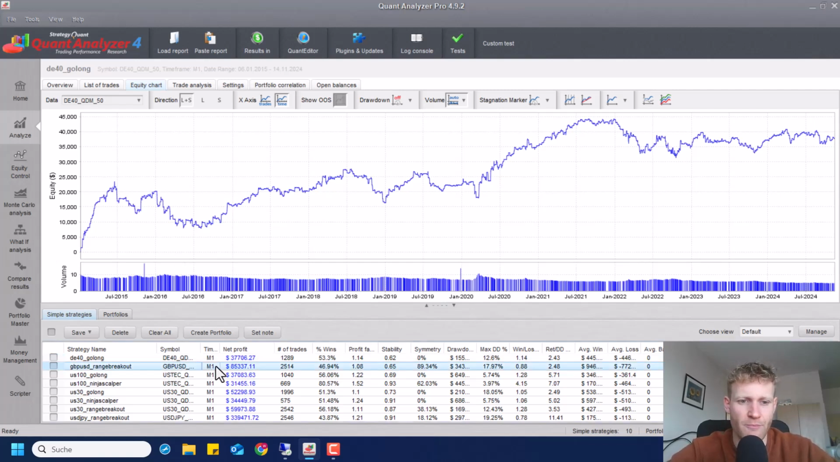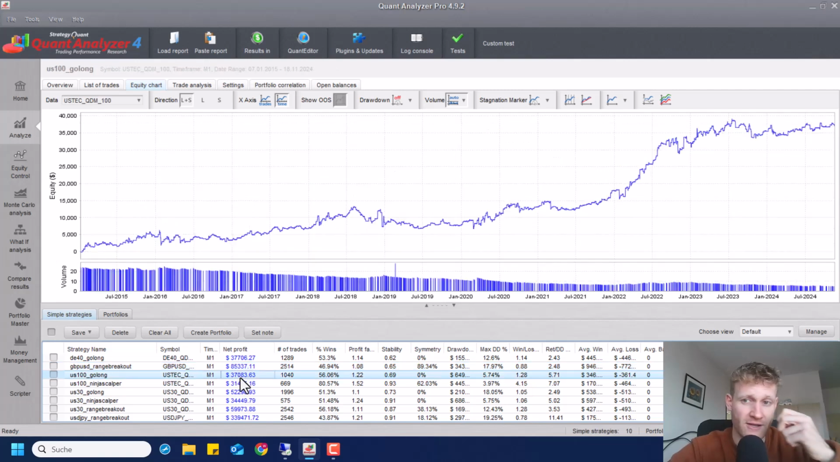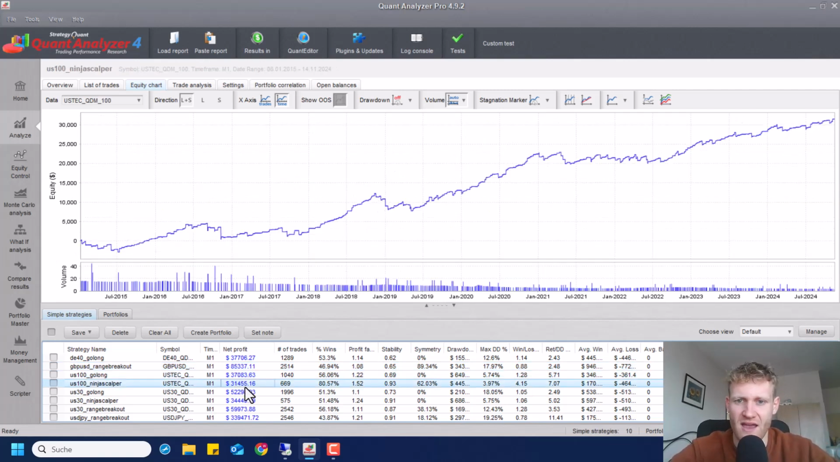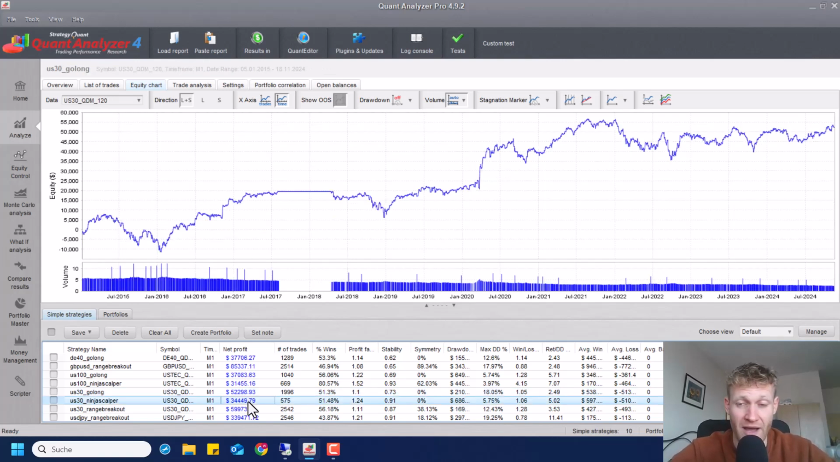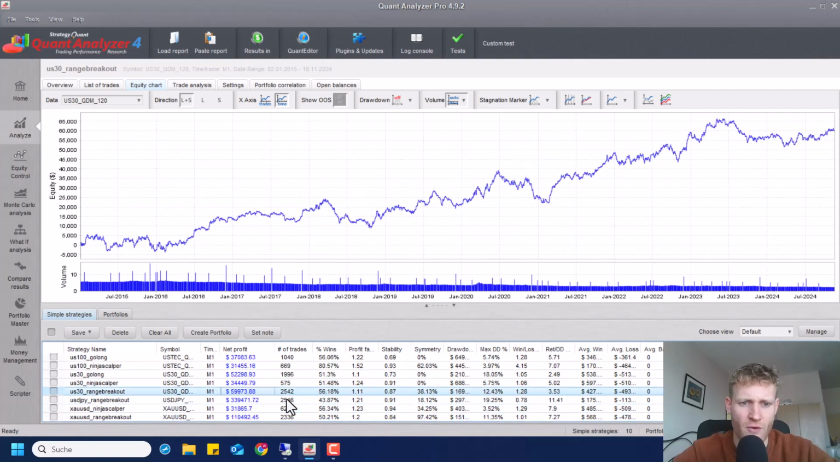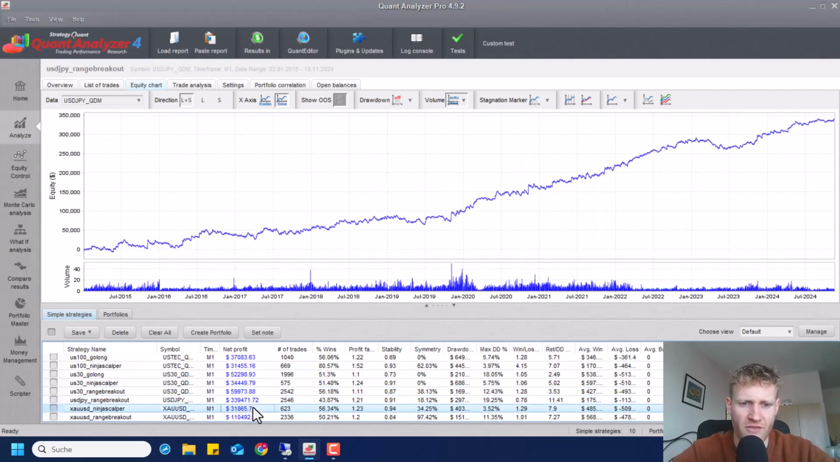So we can see the performance for all of the strategies that I'm currently using in this FTMO account, and we can see that all of these strategies by themselves should theoretically, because it's a test, be profitable. And we can see this very nicely here. So all of the strategies are here.